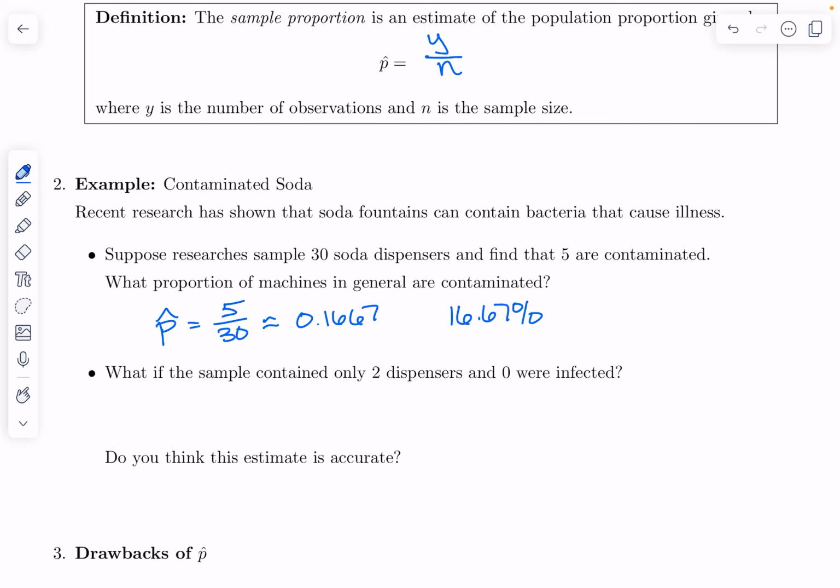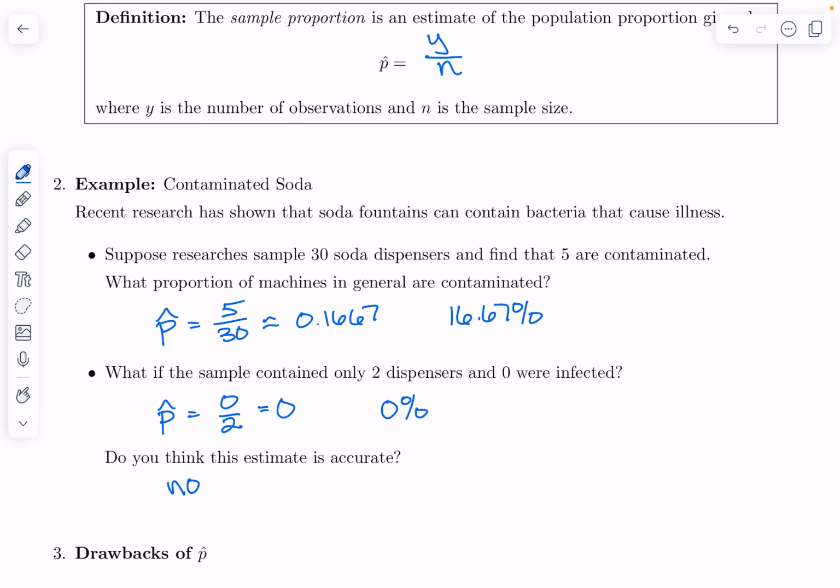Well, what if our sample had been smaller? What if the sample only contained 2 soda dispensers and 0 were infected? Then p hat in this instance would be 0 out of 2, which is 0, and we would estimate that 0% of soda dispensers are infected. Do you think that this estimate will be accurate? Well, no, we do suppose that maybe some of the soda fountains will have that bacteria that can cause illness.